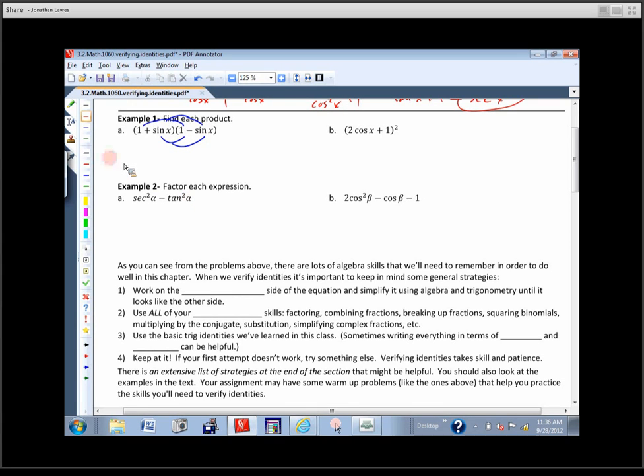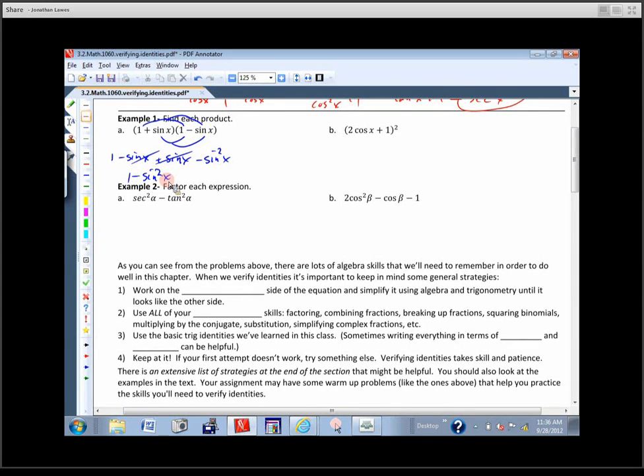If you did that, you'd get a 1. You'd get a minus sine x. When you multiply this one, you get a plus sine x. And when you multiply these together, you get a minus sine squared x. You could do that and then realize those go away. So I've got a 1 minus sine squared of x.